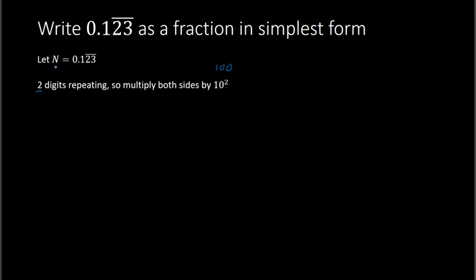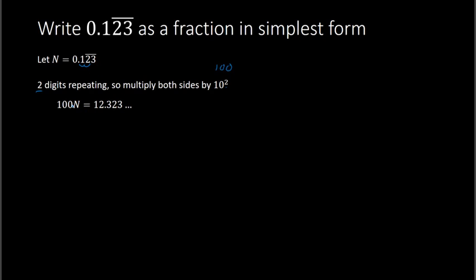So multiply this equation, n equals 0.123 repeating, by 100. So on the left side, I have 100 times n. And on the right side, I move the decimal place over 2 places. So 1, 2. That's going to give me 12.3, and then 2, 3, 2, 3, 2, etc.